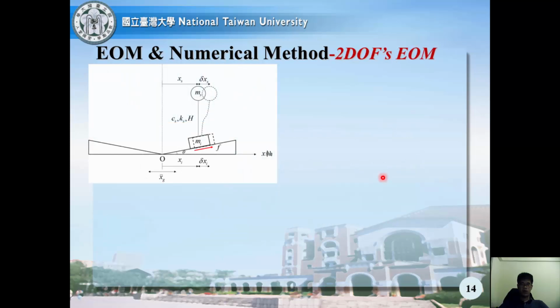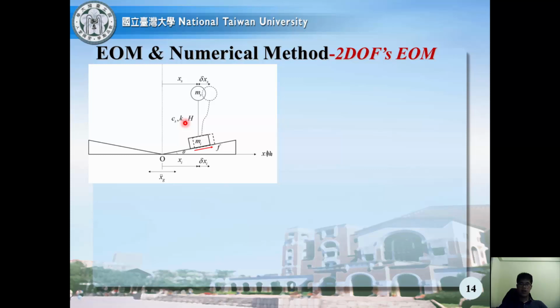And here we're going to talk about a 2 degree of freedom system. First of all, we assume the superstructure is a single degree of freedom system, so the whole system will be a 2 degree of freedom system. ms represents the mass of the superstructure, and mi represents the mass of the isolation layer. And then cs and ks represent the damping coefficient and the stiffness of the superstructure, respectively.